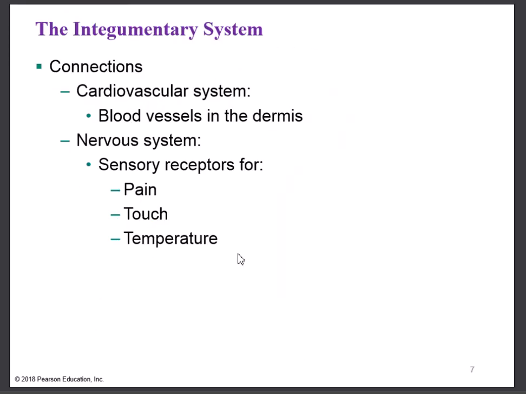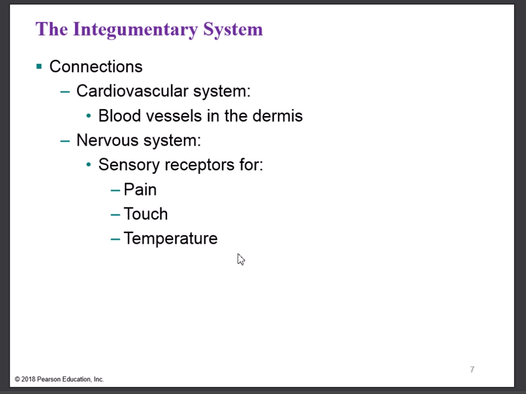We'll see that these blood vessels are important for regulating body temperature, right? If you work out and you get hot, your skin turns red. That actually brings more blood into the skin so that we lose heat from our body. We also need to bring nutrients into the skin, and the way the nutrients get into the skin is through the blood vessels.